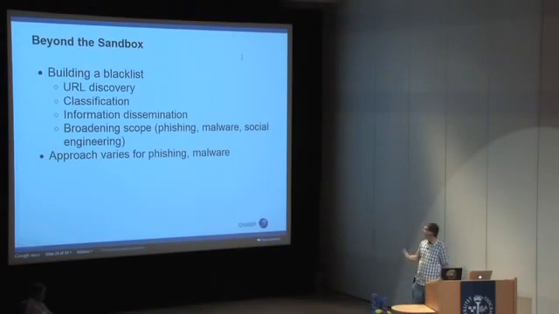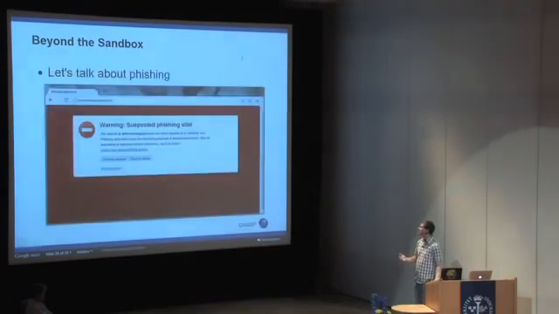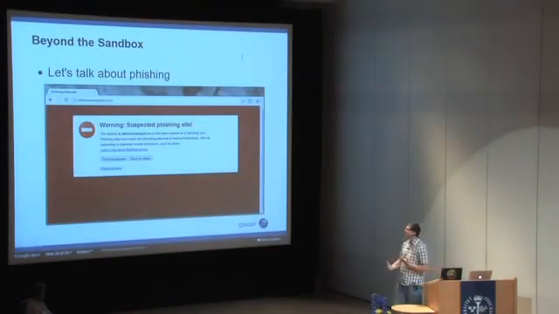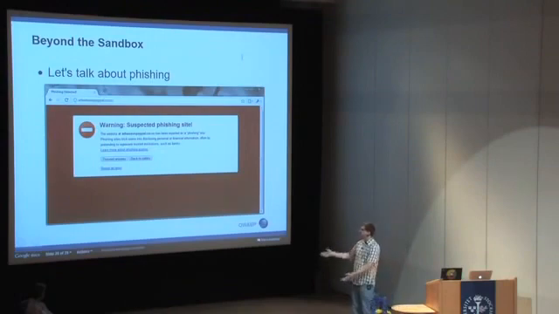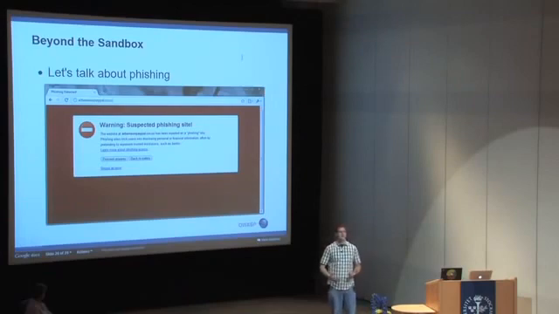So again, the approach varies for phishing and malware. Let's look first at phishing. If you're in Chrome or most other browsers that we give data to, you get a warning that looks something like this when you go to a phishing page. It says pretty clearly, it's been reported as a phishing site. It briefly explains what phishing is and gives you an option to proceed anyways or go back to safety.